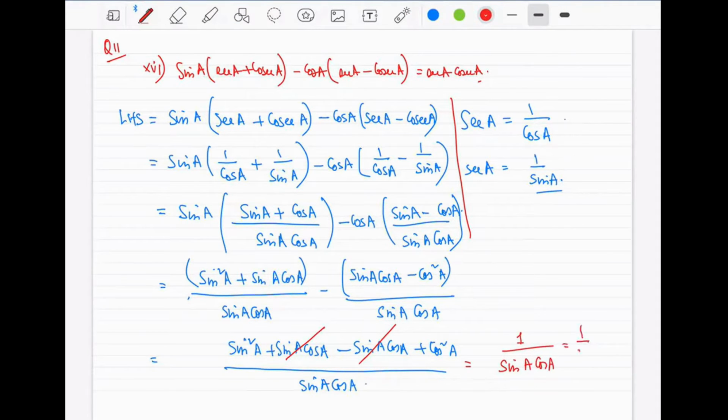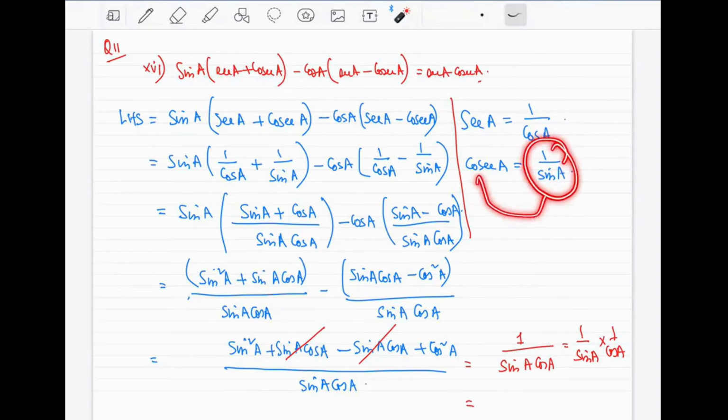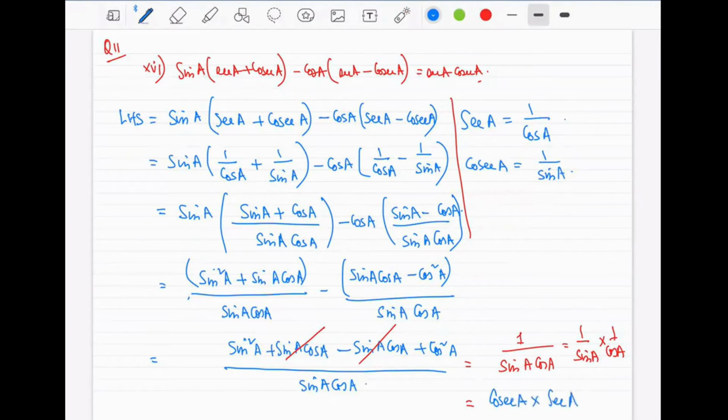After this, I can separate them into 1 by sine A into 1 by cos A. 1 by sine A is how much? Sorry, I have cosec missing here. This is supposed to be cosec. I think I erased it. So 1 by sine A will be replaced with cosec A, and 1 by cos A will be replaced with sec A. So we will have cosec A into sec A. So this is done. We have got sec A, cosec A on the right hand side.